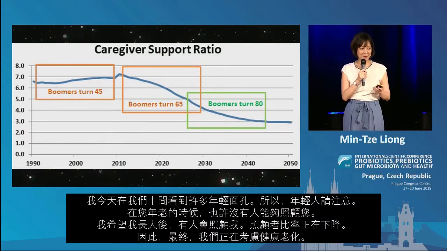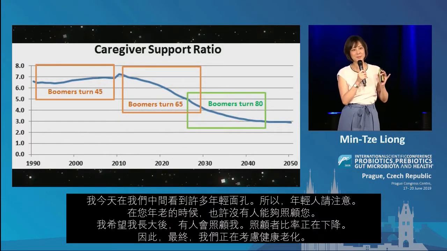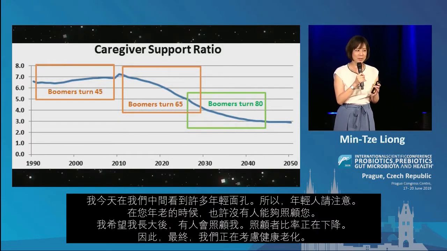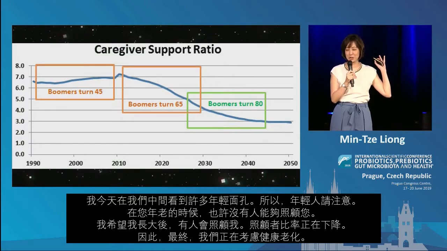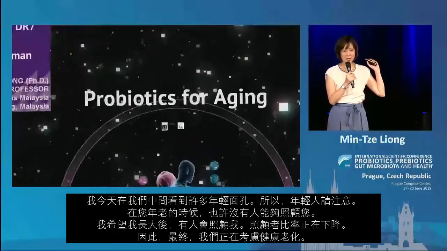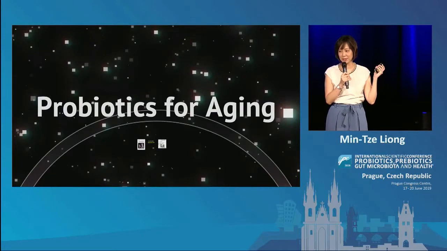Now, I see many young faces among us today. So the young ones, please pay attention. By the time you're old, no one's going to take care of you. I hope when I'm old, someone is going to take care of me. So the caregiver ratio is dropping. So ultimately, we are looking at aging and healthy aging.